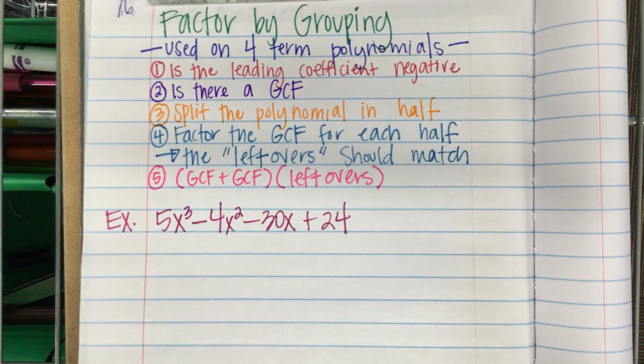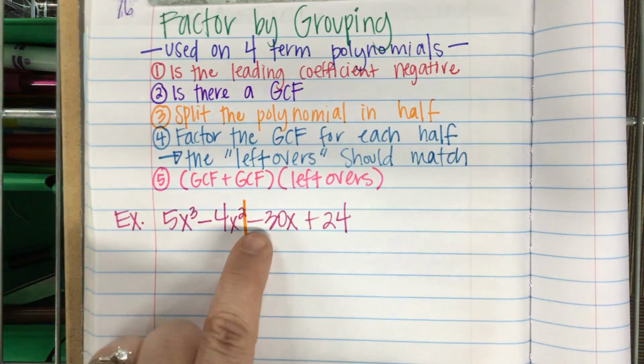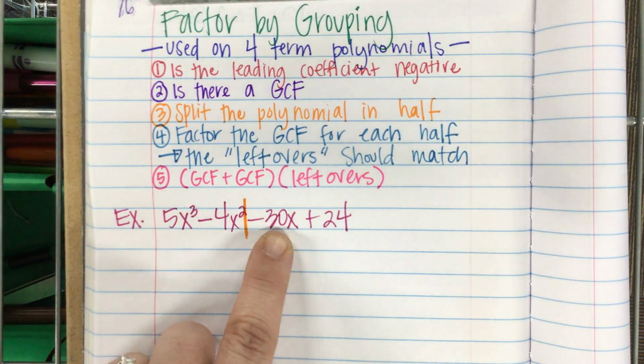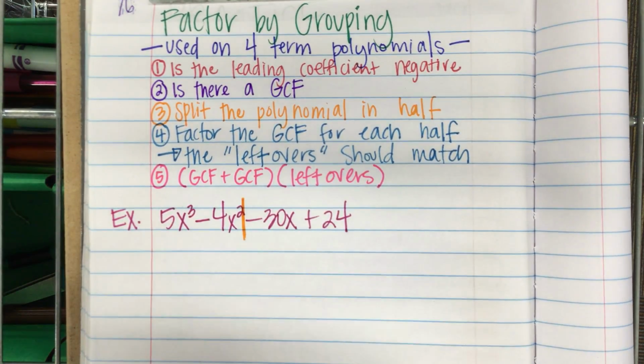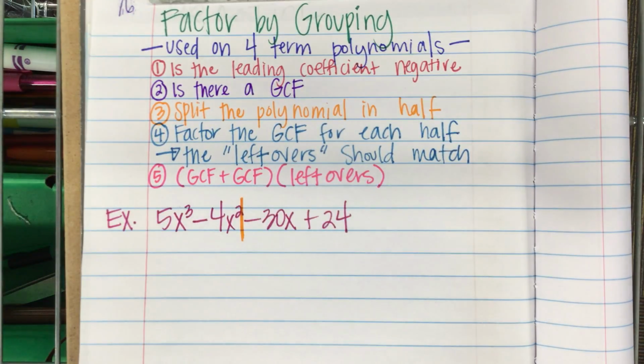Step 3, split the polynomial in half. Where am I going to draw my halvesies line? Yes, right here, because that minus sign belongs to that 3. Do you agree? Okay. Step number 4, factor the GCF for each half.